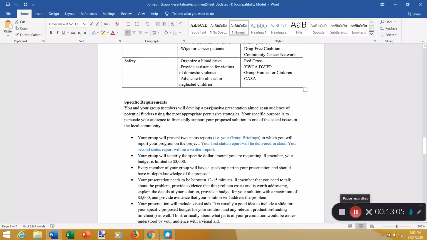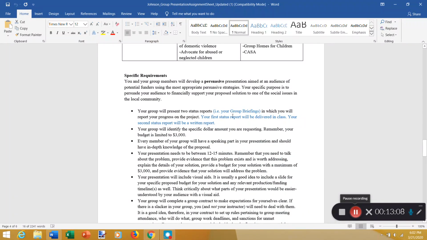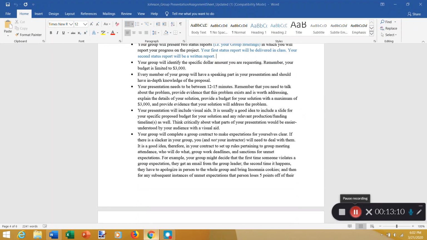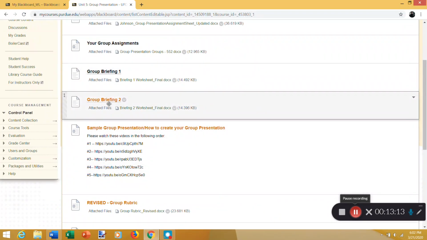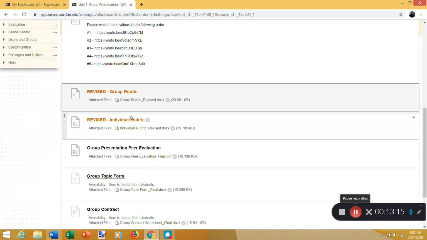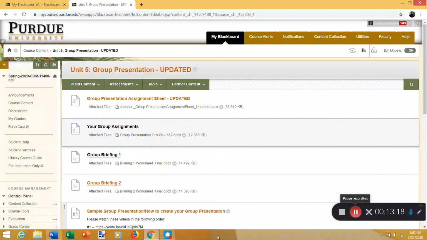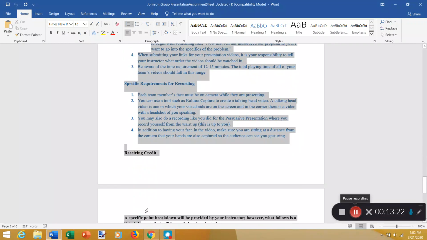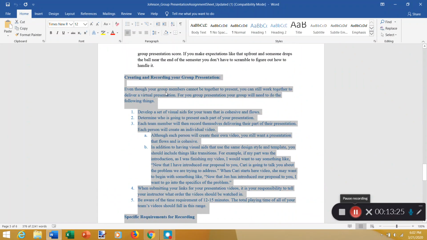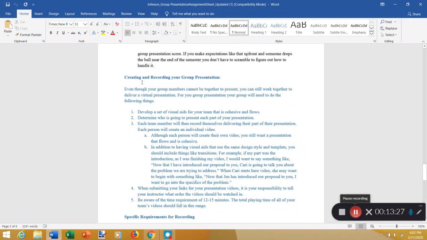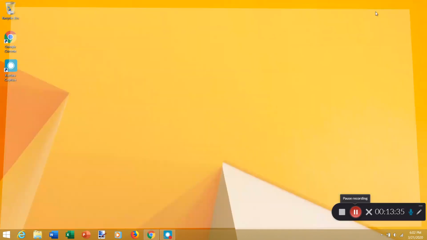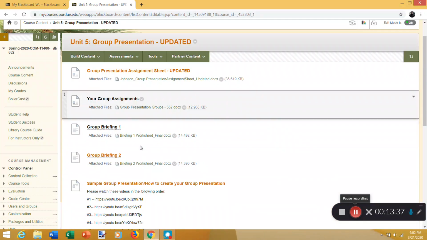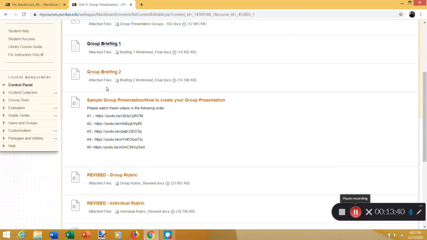It's the same kind of idea. You're still doing this. You'll be filling out 2 group briefings, and the briefings are the same. I've updated the group rubric and individual rubrics so that you know what's coming for those. But there are directions for how it's going to work. I'm not going to spend this entire time. I think you can all, as very mature and excellent students, go through and read this. It explains how you're going to do it, and there are examples of what you can do right here.